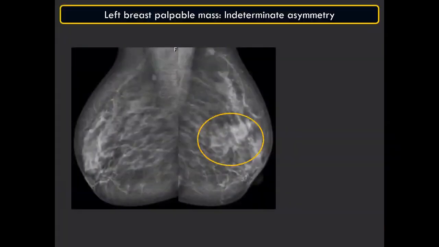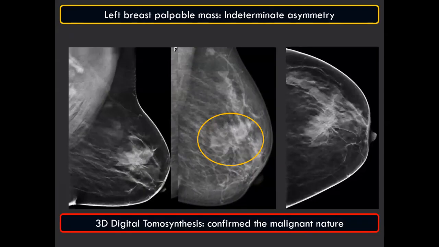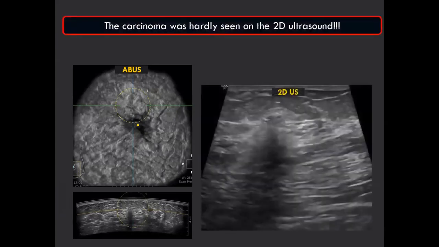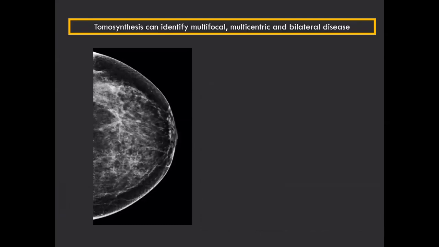For example, this patient had a palpable mass. She had an indeterminate asymmetry seen on the mammogram corresponding to this left breast palpable mass. See the difference between what we see on a mammogram and on the 3D tomosynthesis. On the tomosynthesis, we can now say that we have a spiculated mass lesion and that this lesion is malignant. This was the automated breast ultrasound of the same patient, and there was an underlying area of parenchymal distortion, which was hardly seen on the 2D ultrasound.